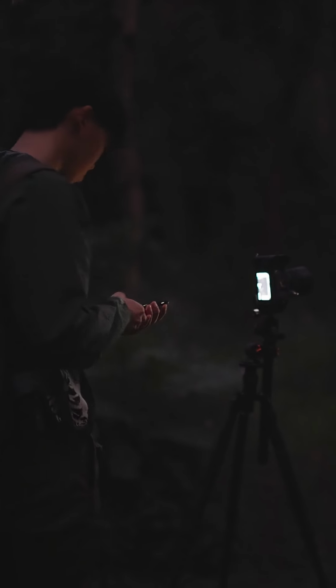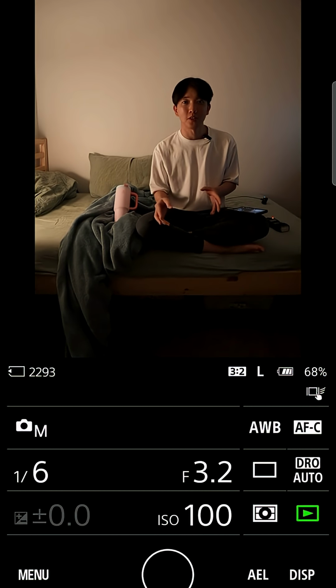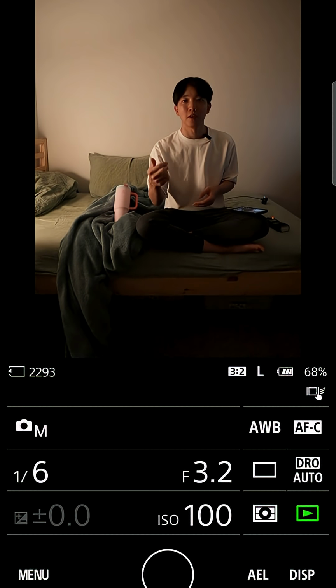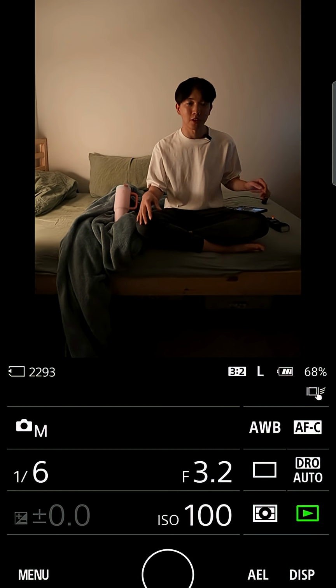Now just capturing fireflies using long exposure photography seems pretty straightforward. But here's a little tip that I think most photographers don't really think about too much. When you're photographing fireflies, you are really balancing two exposures. Firstly, the exposure of the fireflies, and secondly, the exposure of the surroundings.